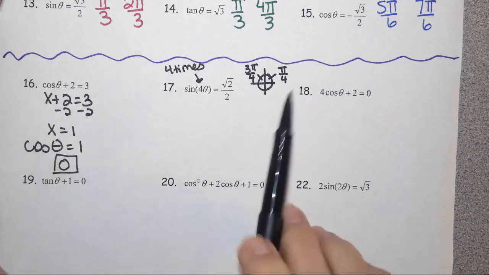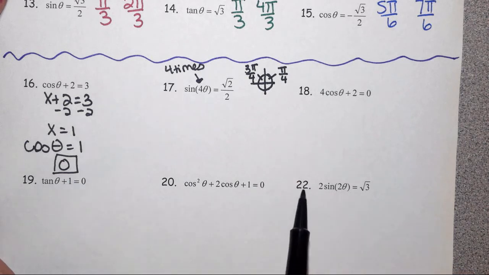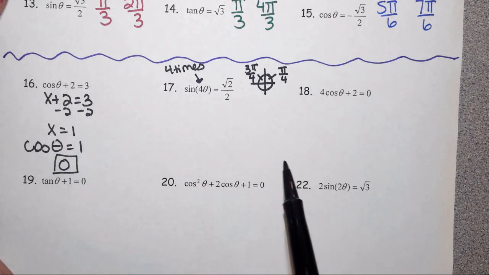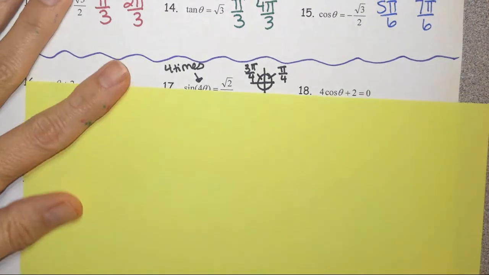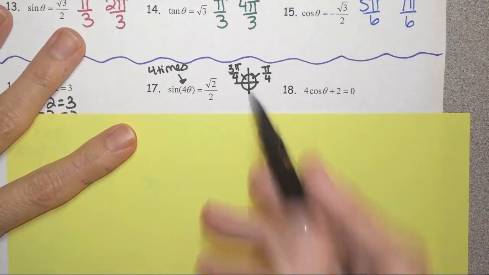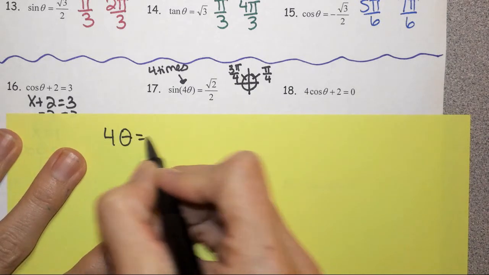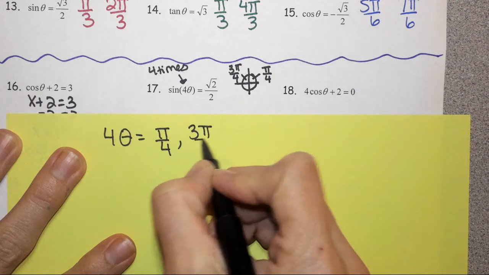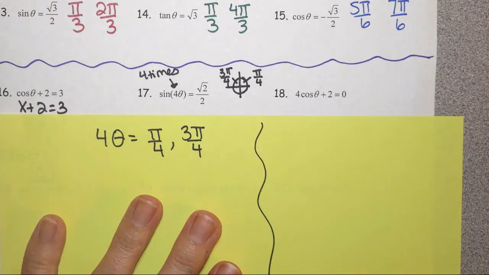Now what I have to do is add 2 pi to both of these to get the second answer. Then I have to add 2 pi again to get the third answer, and 2 pi one more time to get the fourth answer. So I'm going to fill out some scratch work for this particular problem. So here we go. So far, I know 4 theta equals pi over 4, comma, 3 pi over 4. That's going around 1 time. So all my scratch work is going to be right over here.